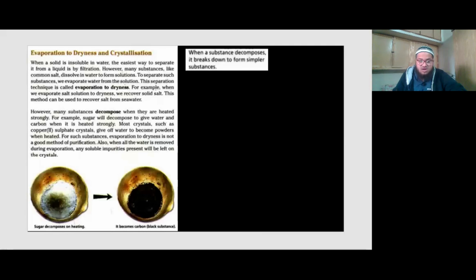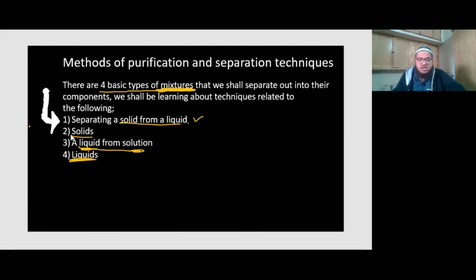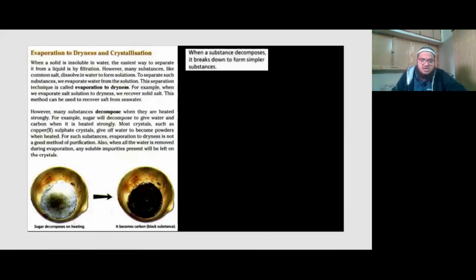The next thing that we are going to do, the next technique, is evaporation to dryness and crystallization, of course. What do I mean by second point? Well, if you look at these points, we are going to do this one, a solid from a liquid. Okay, wait, this is not the second point. This is the third technique, evaporation to dryness and crystallization. And these are the two techniques which we can use to get a bit purer substance as compared to filtration, as compared to decanting.